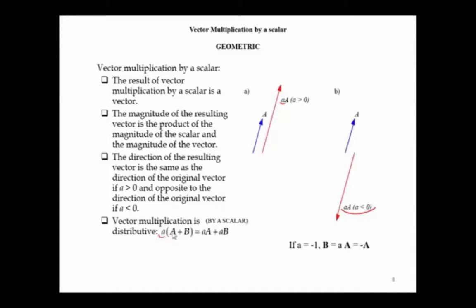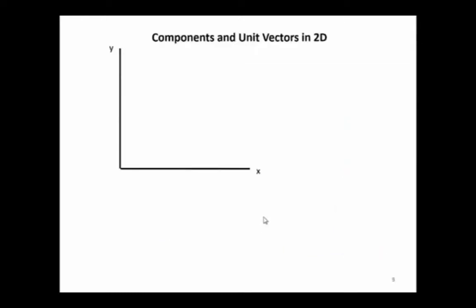So if you have two vectors that you're adding together and you multiply by a scalar, I think you can see that by increasing the length of A by a factor of little a, and increasing the vector B times the scalar a, you get the situation where you can just add the two longer vectors. Just remember that if a is minus 1, then all you do is turn the vector A around, so B becomes minus A.